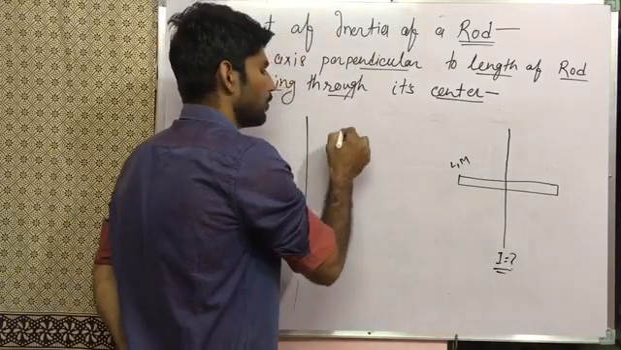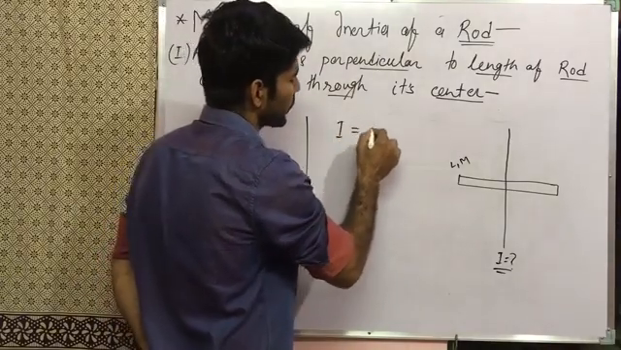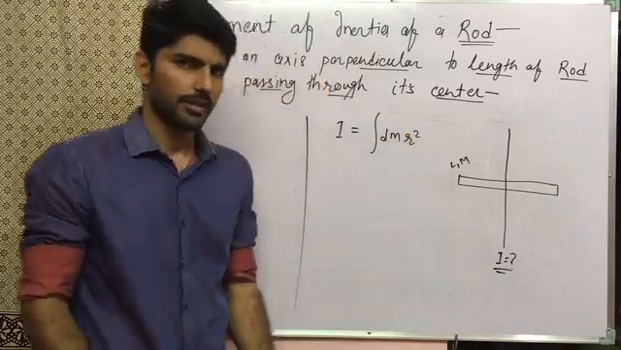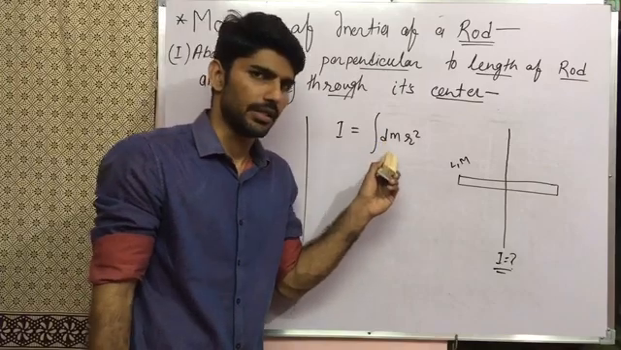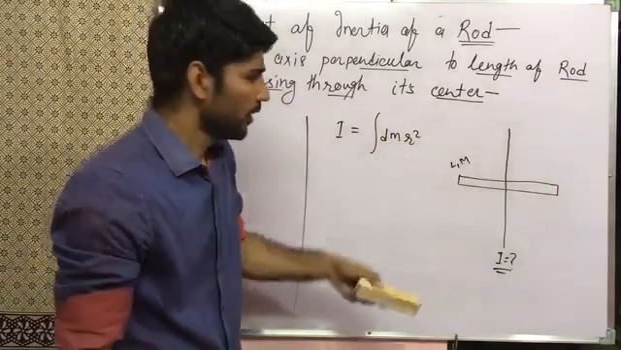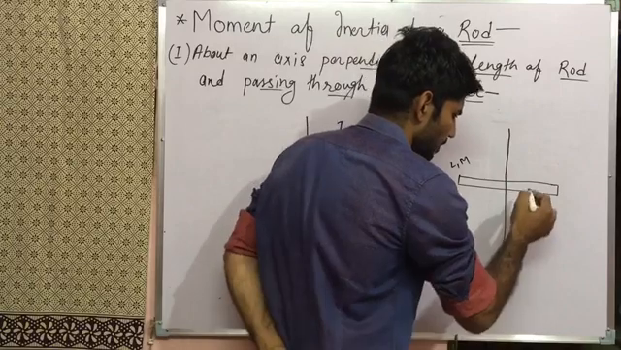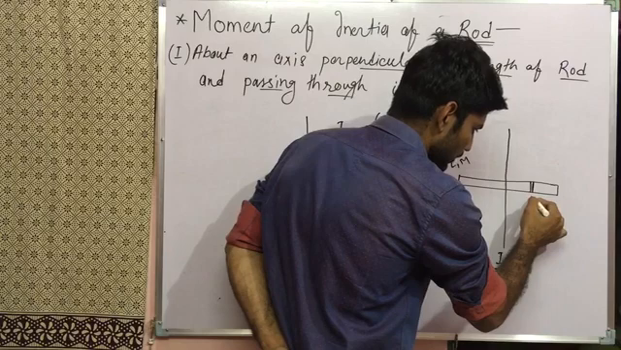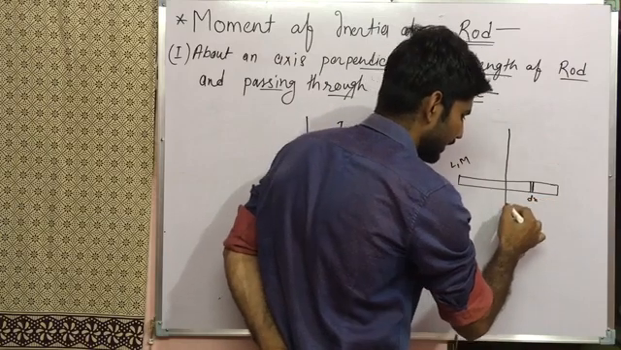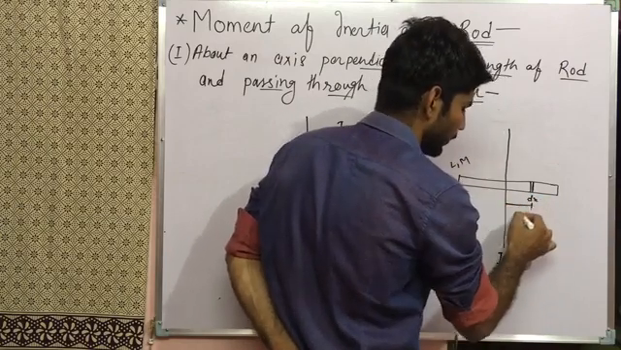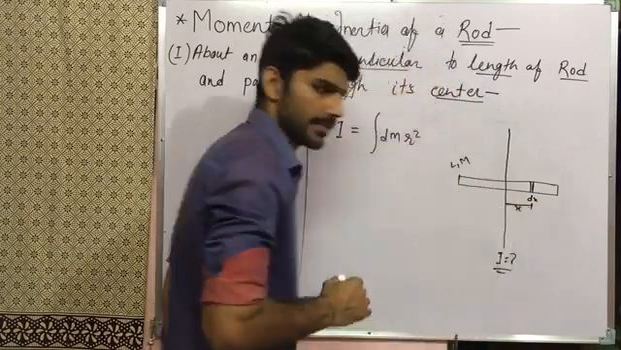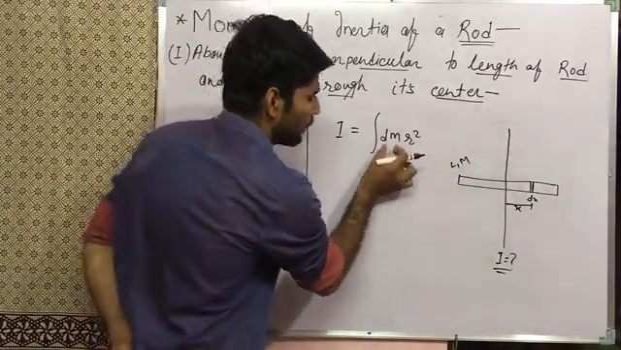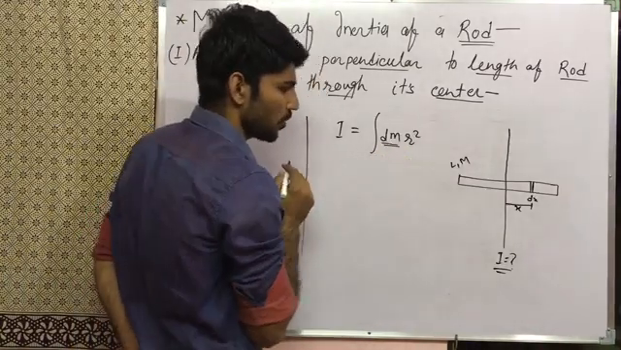For the moment of inertia of a rigid body, we have the formula I equals integration of dm r squared. That means we need to take a small mass component dm at a distance small r. So in the case of this rod, we take a small component here. The length of this small component is dx, and the distance of this small component from the axis is x.